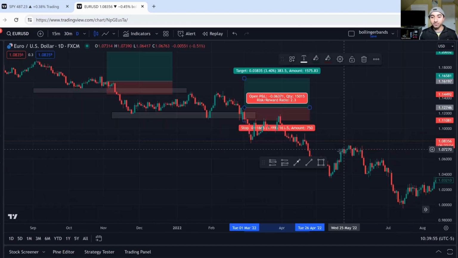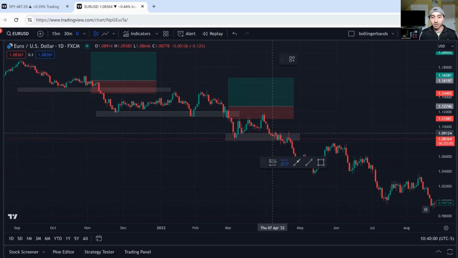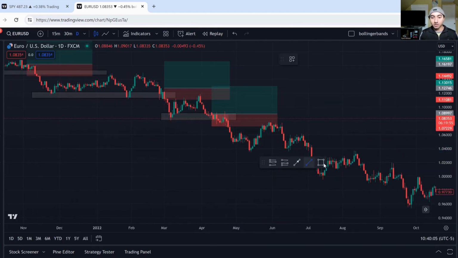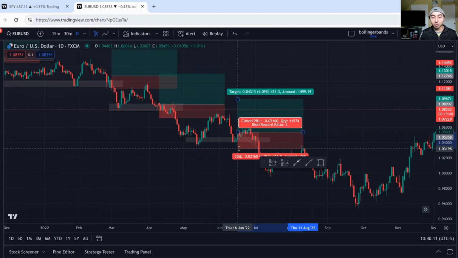Now guess what? You want another level of support. Right over here. Boom, you see a couple of rejections going. You take it. Bam, another loser right over here. See this level, very strong level. You see even more bullish momentum over here. Take it. Bam, another loser. And so the cycle keeps on going on and on and on.